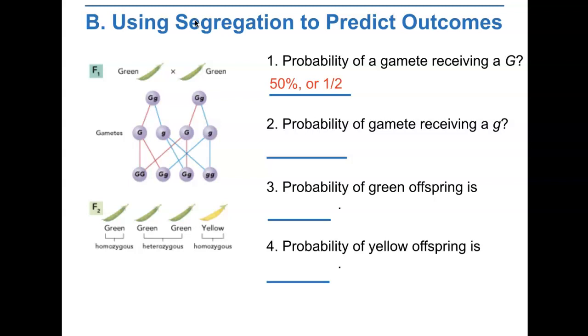This predicted ratio, 3 offspring exhibiting the dominant trait and 1 offspring exhibiting the recessive trait, showed up consistently in Mendel's experiments. For each of his 7 crosses, about 3/4 of the plants showed the trait controlled by the dominant allele, and about 1/4 showed the trait controlled by the recessive allele. Segregation did occur according to Mendel's model.